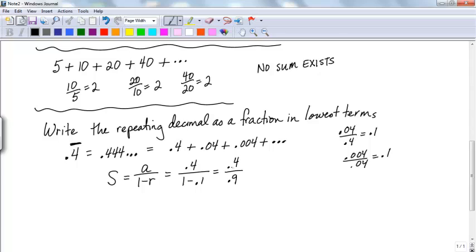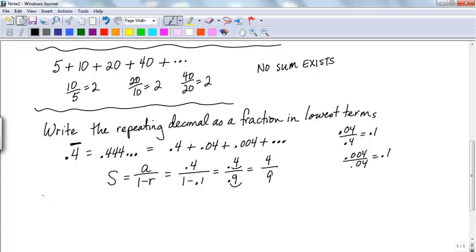You can multiply by 10 and move the decimal over one place in the numerator and denominator, and you end up with 4/9. And you can check that on your calculator. If you take 4 divided by 9, it should be 0.444 repeating.